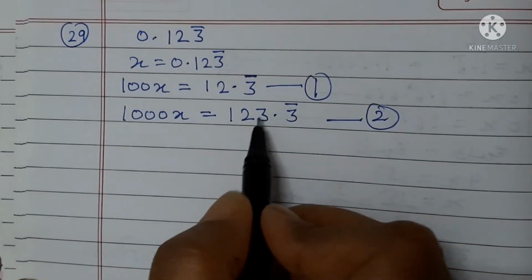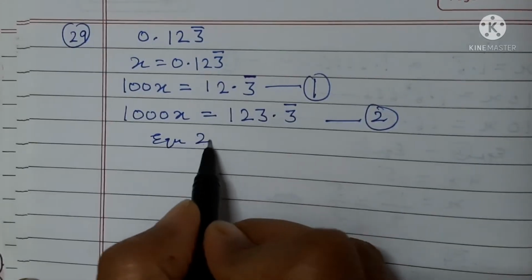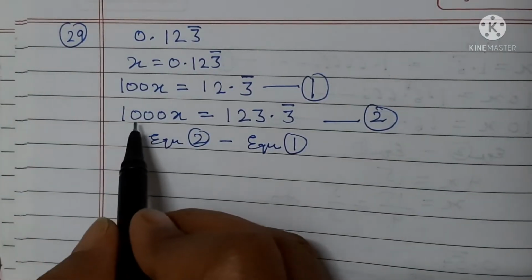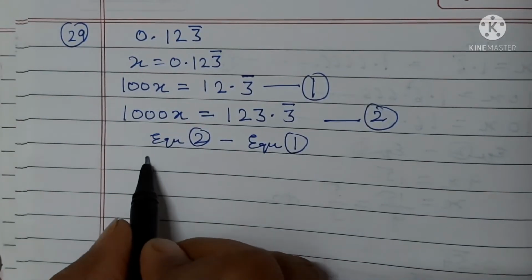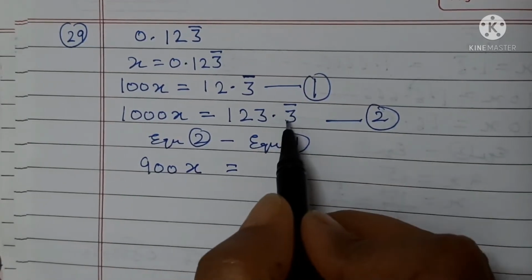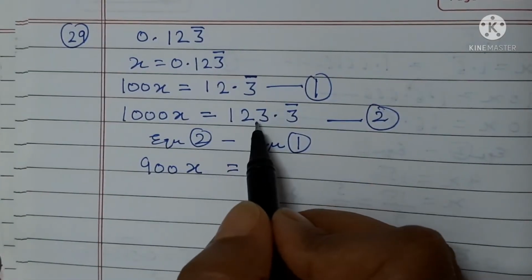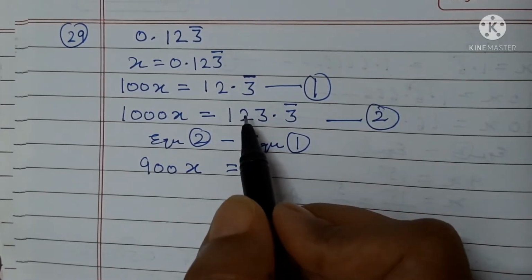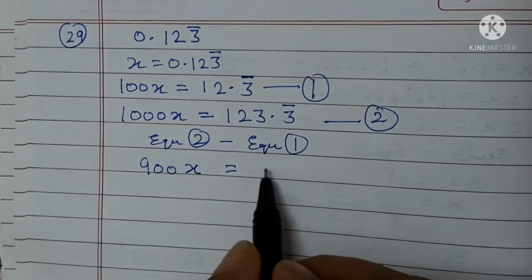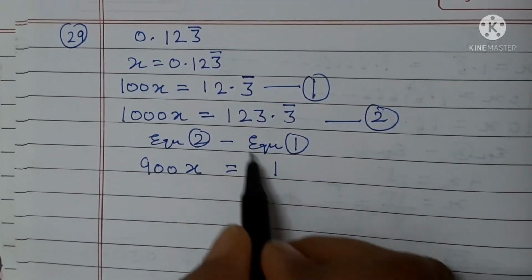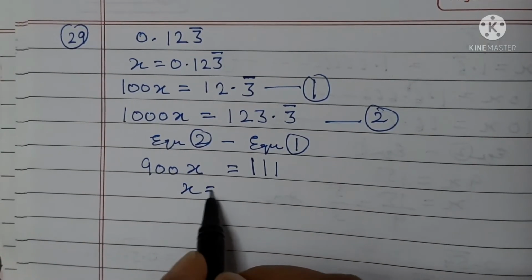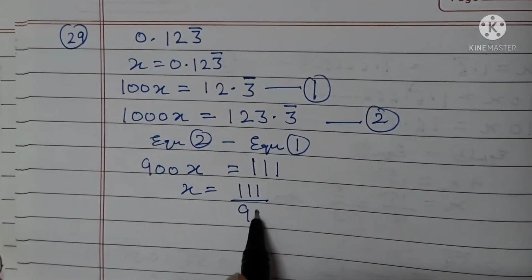Now subtract equation second minus equation first. So you will get 1000 minus 100, that means 900x is equal to, now 3 bar will be cancelled, 123 minus 12, you will get 111. Now x is equal to 111 upon 900.